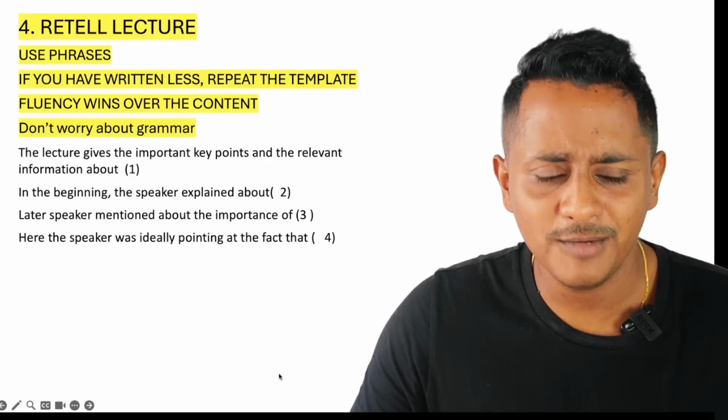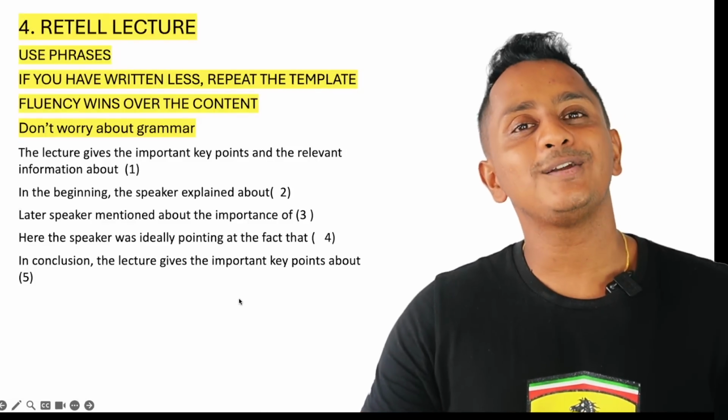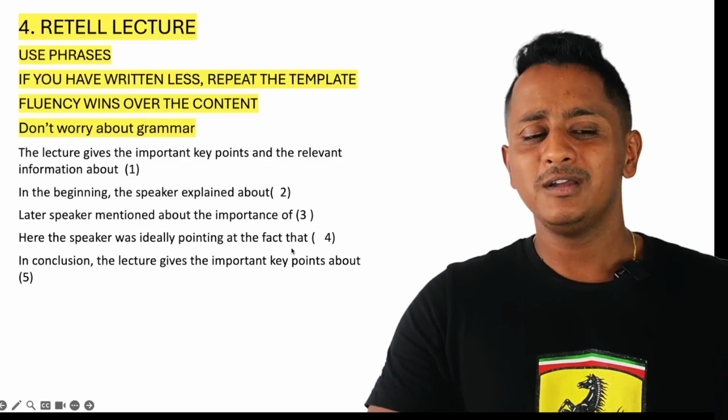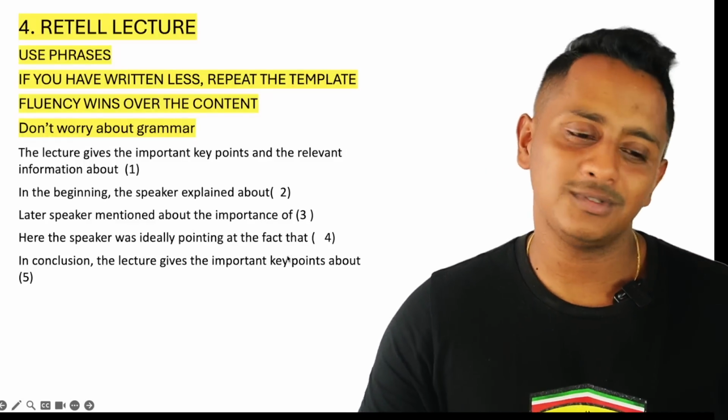Later speaker mentioned about the importance of. Here the speaker was ideally pointing at the fact that in conclusion, the lecture gives the important key points. About 4 phrases are enough. For the 5th one, you repeat the first phrase for the 5th line. But how to trick now? This is the way you trick.